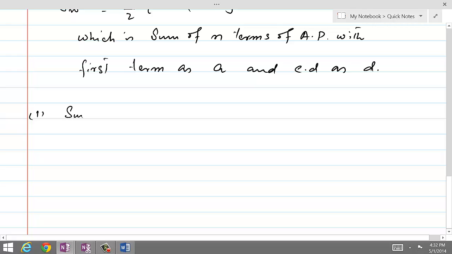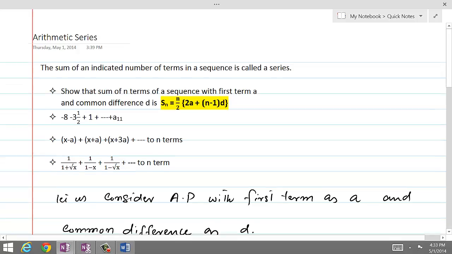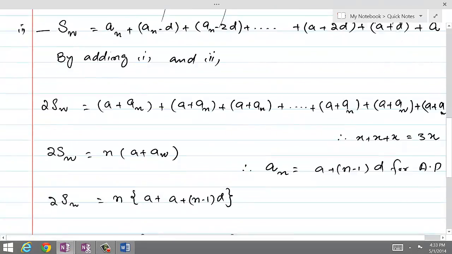Sum the series -8, -3 whole 1 by 2, then 1, up to n terms. Rather, there are only 11 terms. That's up to 11 terms. So this time we are given, because if you look at the question, it requires only up to A11.